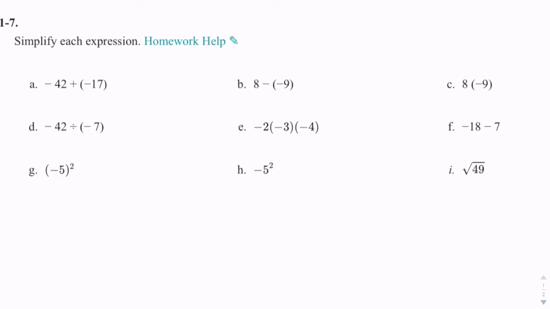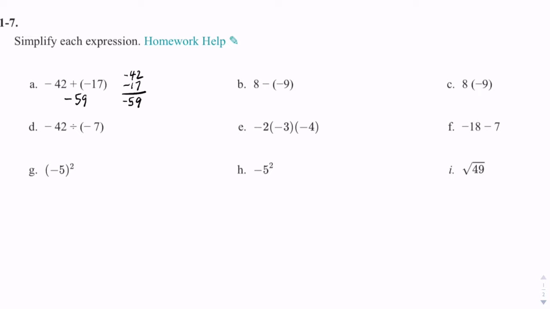Okay, for question 7, there's a lot of expressions. To simplify, I'm going to try to squeeze them in next to each one, right? So for A, I have negative 42 and negative 17, right? That's 42 and 17, right, would be 59. So that's negative 59, right? So, right, what did I do? I did negative 42 plus negative 17, right? And I got negative 59.